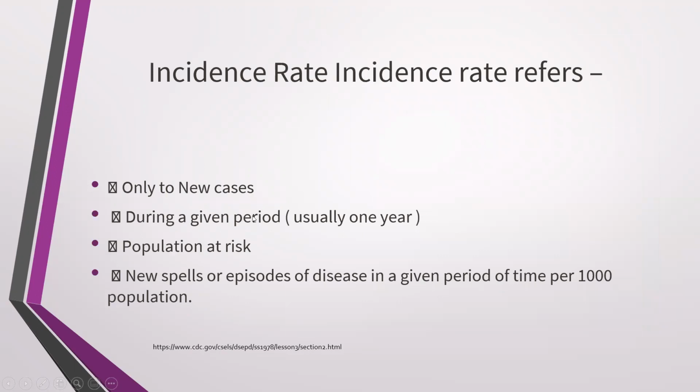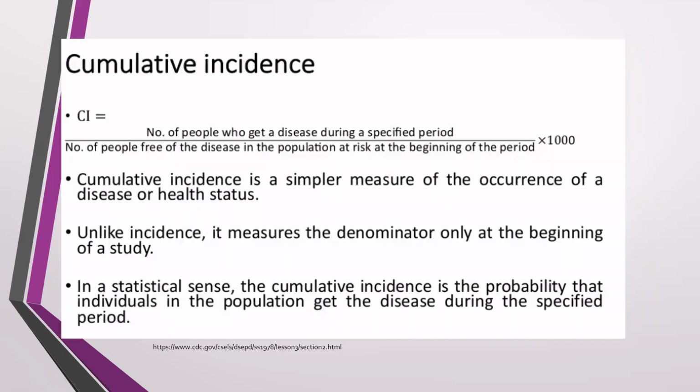So incidence rates usually refer to the new cases over a period of time with the population at risk, and new spells and episodes of disease in a given period of time per 1,000 population. This incidence proportion is also known as the cumulative incidence. The calculation is the same, but the questions can be asked with different terminologies.